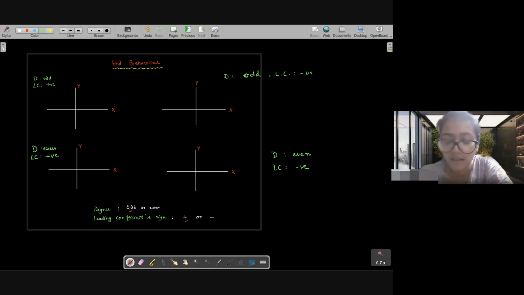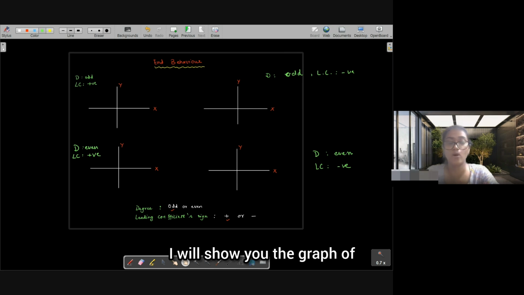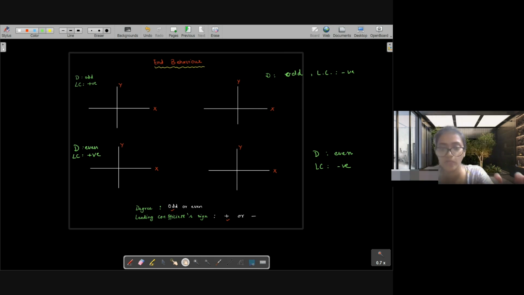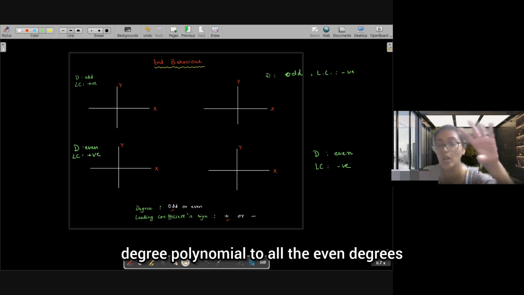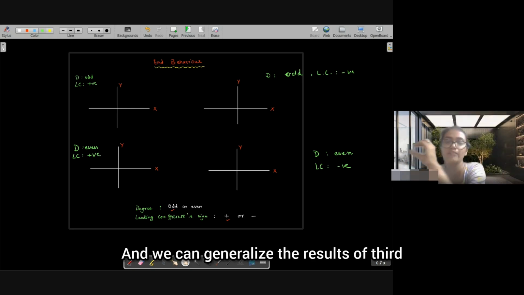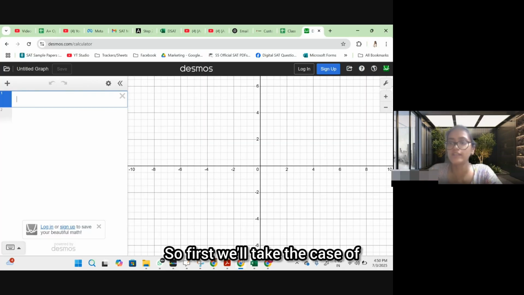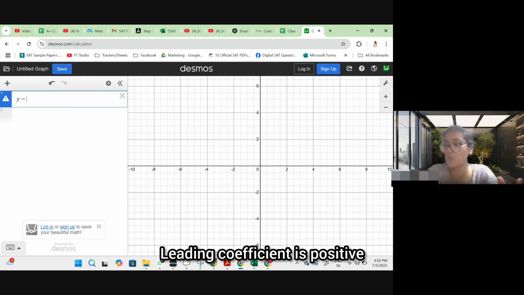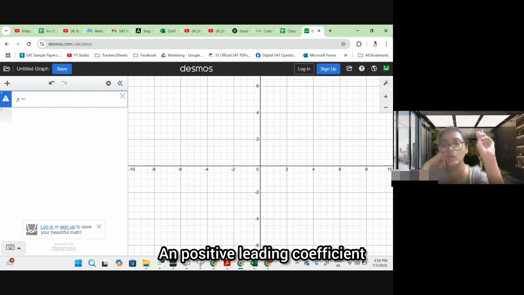We will understand this concept with the help of DESMOS. I will show you the graph of these 4 cases for a 2nd degree polynomial and a 3rd degree polynomial. We can generalize the results of the 2nd degree polynomial to all even degrees, and the results of the 3rd degree polynomial to all odd degrees. So first we'll take the case of even degree and positive leading coefficient. Can you give me an example of a polynomial with 2nd degree and positive leading coefficient?